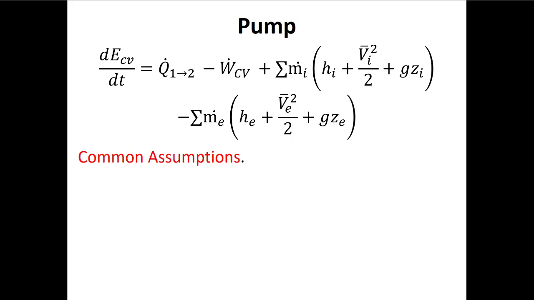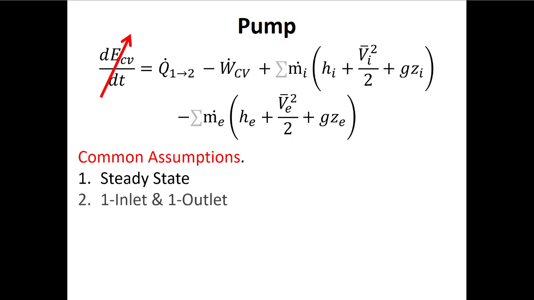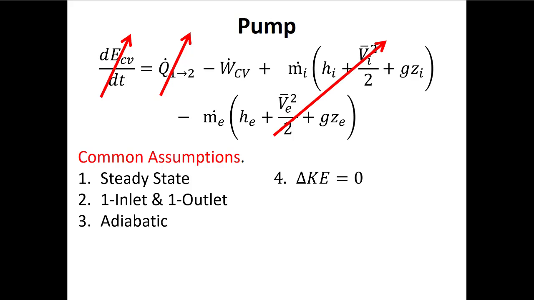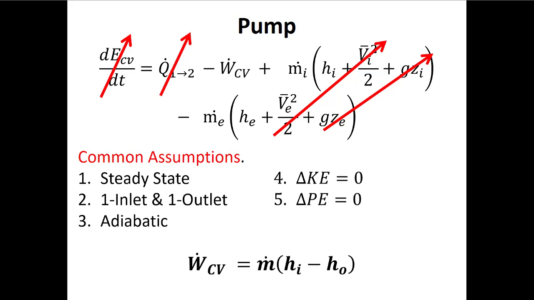And the analysis here is going to look just like it did for a turbine, where we'll say that it's at steady state, that there's one inlet and one outlet, that heat transfer is very small compared to the power, that the kinetic energy change can be neglected, and the potential energy change can be neglected. And we get that the power is equal to m dot times H in minus H out. This is the same equation that we got when we were talking about the turbine.